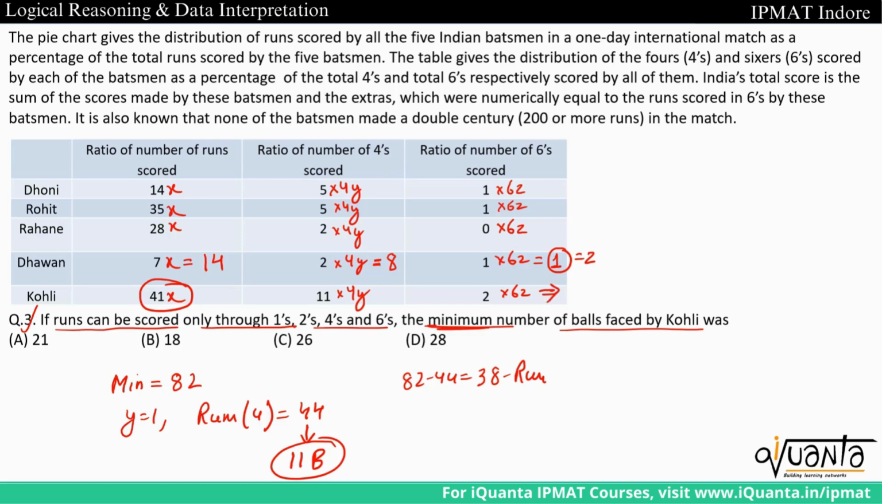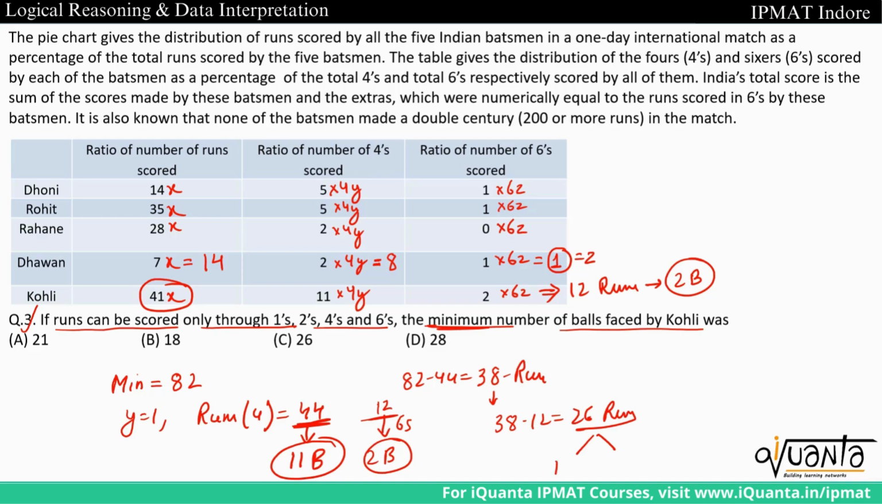So that means Kohli scored just 2 into 6 into 1, that means 12 runs through sixes. To score 12 runs through sixes, he must face 2 balls. So that means 44 runs have been made by using fours, 12 runs by sixes. We'll remove 12 more runs from the 38 runs that were remaining. So 38 minus 12, that means 26 runs are remaining now.